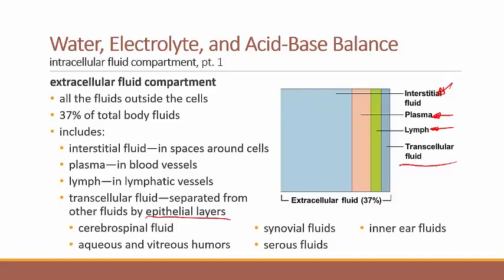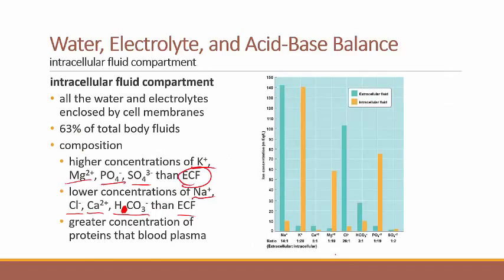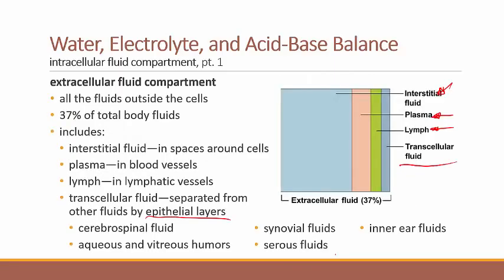So cerebrospinal fluid, aqueous and vitreous humors inside the eye, the synovial fluids of the joints, the serous fluids that we find in between the serous membranes surrounding the heart, the lungs, and the viscera of the abdominopelvic cavity, and inner ear fluids are all transcellular fluids. So all of those fluids collectively make up the extracellular fluid compartment.